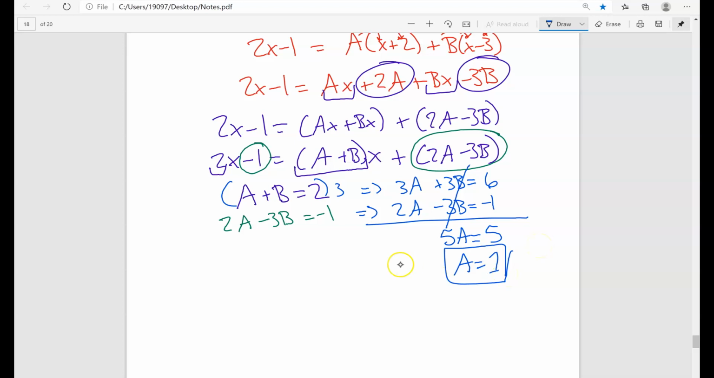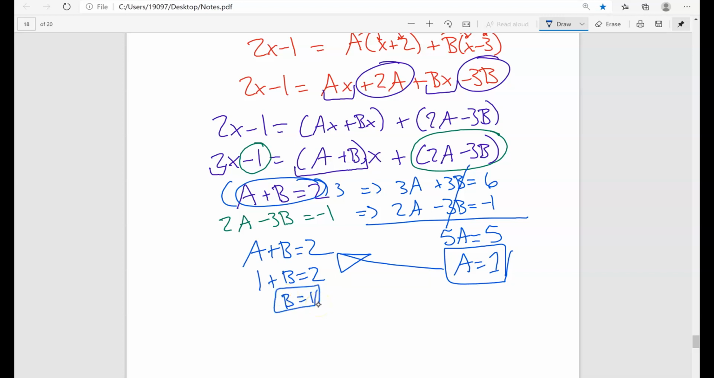Now let's figure out what our B is. I think I'm going to plug it into the first equation, A plus B equals 2. That might be the easiest one. So I'm going to have 1 plus B equals 2. Okay, and now I'm just going to solve for it. So B should just be 1. Now don't get comfortable. They're not always just going to be 1. It just happened that I got 1 for both.